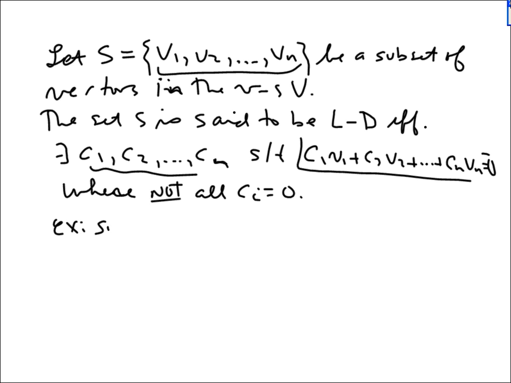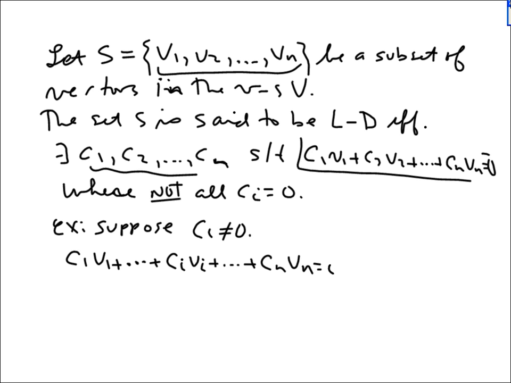Example. Suppose c sub i is not 0. So C1 V1, all the way up to Ci Vi, all the way up to Cn Vn is equal to 0. Well, let's solve for Vi. First, let's solve for Ci Vi. So Ci Vi is equal to, we'll bring everything over.